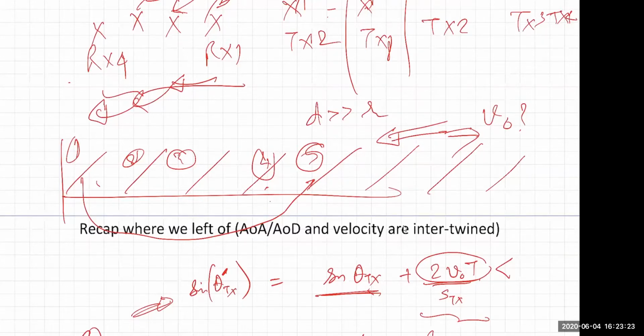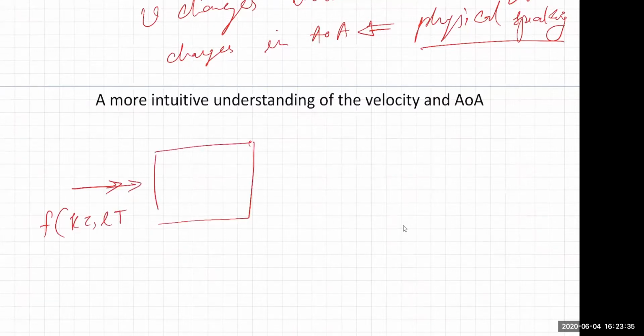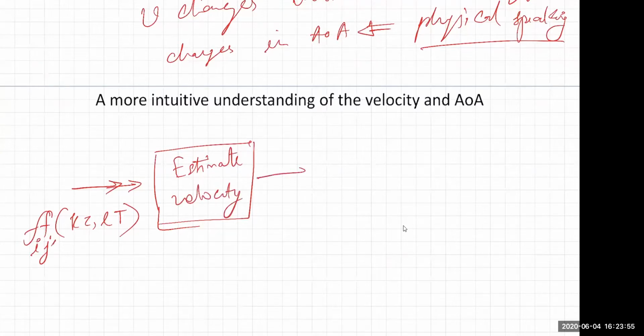So let me now write this down as a block diagram. I'm going to assume f k tau comma lt. Let's assume all fj prime, ij prime are available, or I is automatically a function of L. Let's say you have all this information. First thing you do is estimate velocity. And then once you estimate velocity, you compensate that velocity.